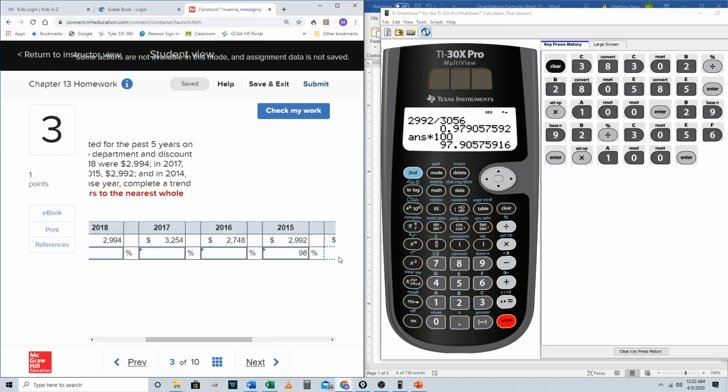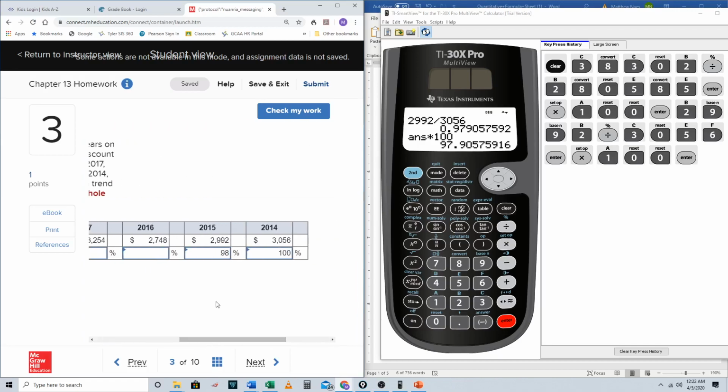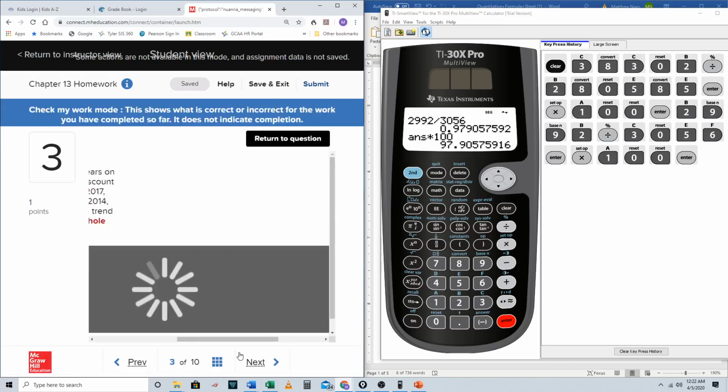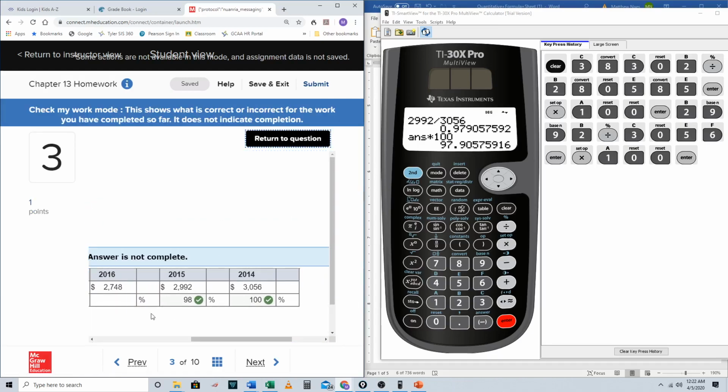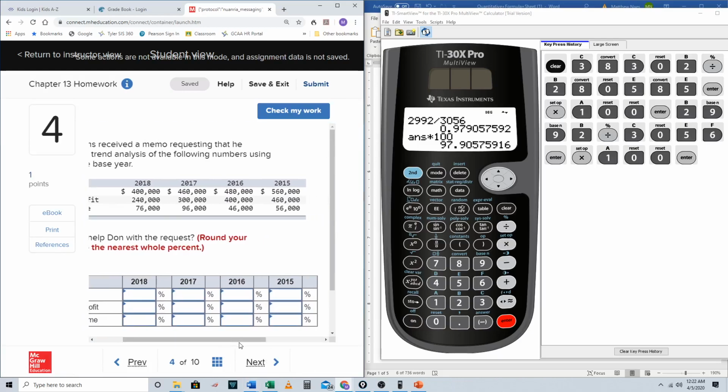Read the directions. Make sure you know what you're doing on this question before you continue on. And so again, I'm going to divide this by 3056. Divide that by 3056. Divide that by 3056. All of them divided by the amount from the base year. Just to show you that those two are correct, because that's all not complete. Yeah, it's correct. All right. Same thing here. All these are going to be divided by the base year.